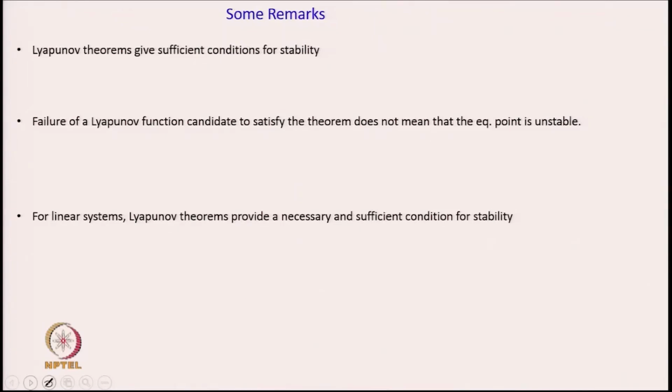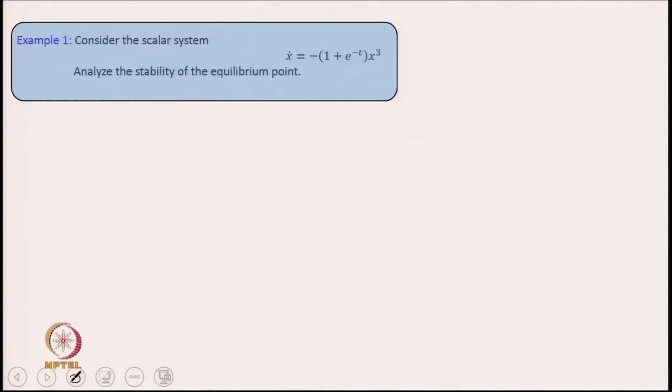For linear systems, Lyapunov theorem provide both necessary and sufficient conditions for stability, and as I mentioned, finding a Lyapunov function for a nonlinear system is typically a non-trivial task. Okay, so let us consider some examples. Let us consider this scalar system given by this nonlinear differential equation, which is also time varying, which means that this is a non-autonomous system, and we have been asked to analyze the stability of the equilibrium point.